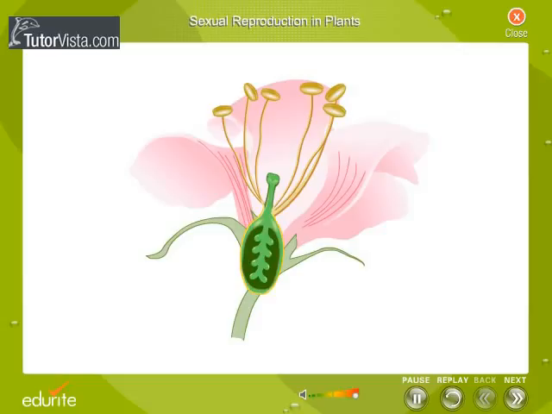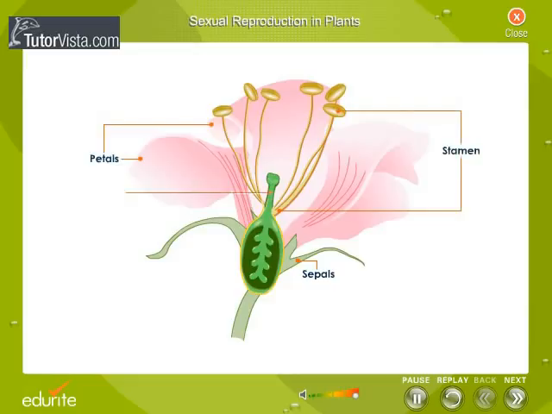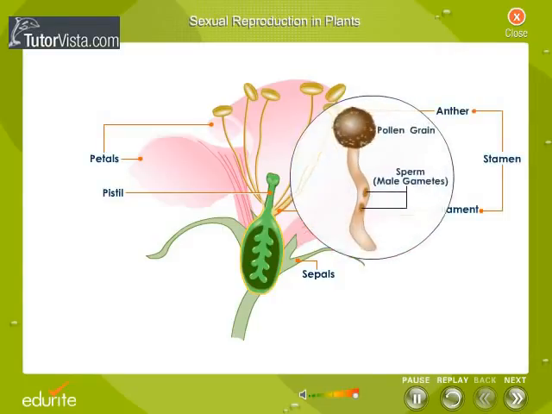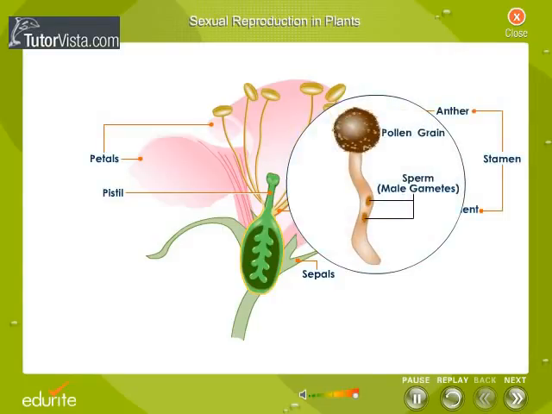The flower contains four basic parts: the leaf-like sepals, the attractively colored petals, the stamens, and a pistil. The stamen, which is the male part of the plant, consists of the filament and the anther. The anther has pollen grains that contain the male gametes.